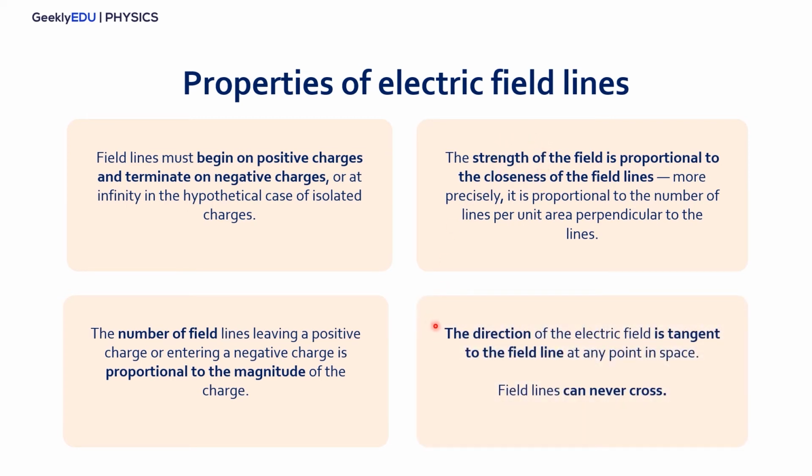And last, the direction of the electric field is tangent to the field line at any point in space, and the field lines can never cross, alright? These are the properties of electric field lines we need to know in order to better understand the lines we've just seen, okay?